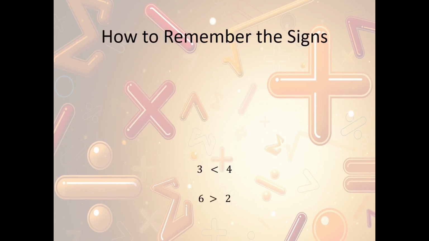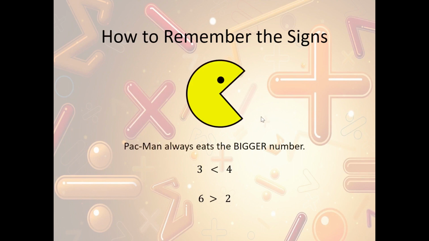Now, how can we remember the signs? The easiest way I remember the signs is Pac-Man. So we have Pac-Man here. And Pac-Man's rule is Pac-Man always eats the bigger number. If you notice, Pac-Man's mouth forms that arrow shape that we just talked about. So it forms the symbol.